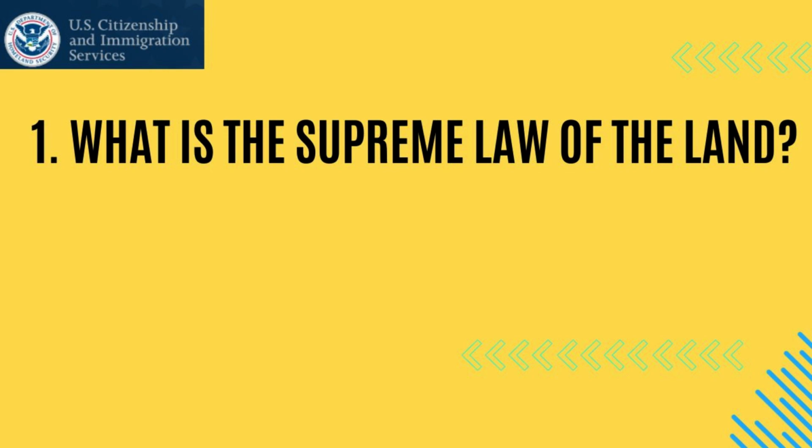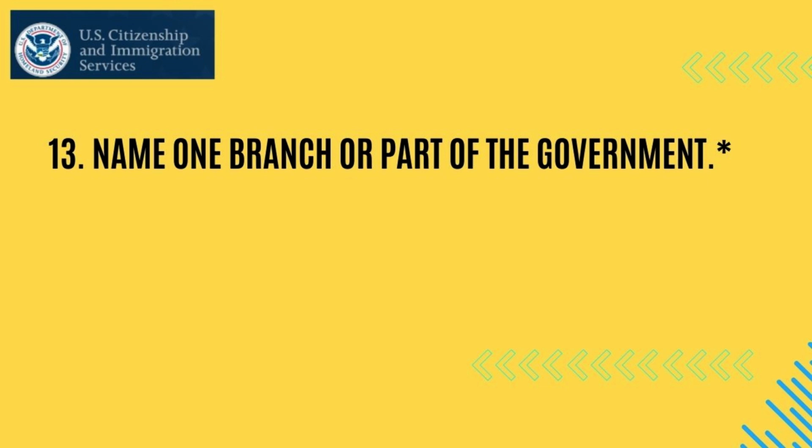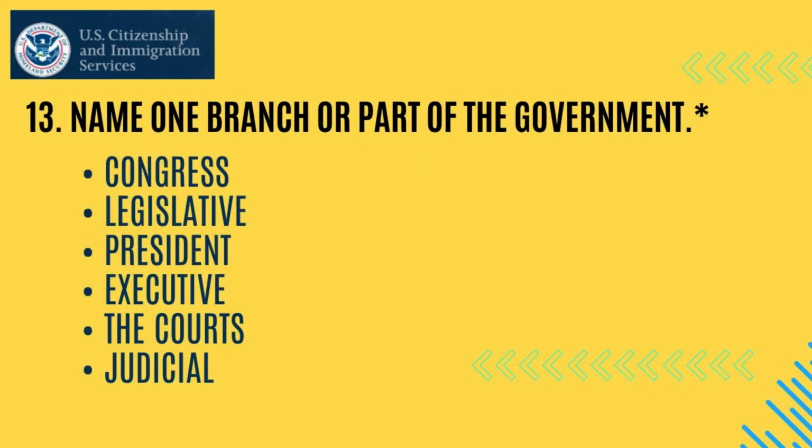1. What is the supreme law of the land? The Constitution. 13. Name one branch or part of the government. Congress. Legislative. President. Executive. The courts. Judicial.